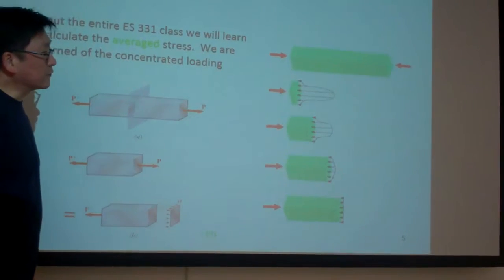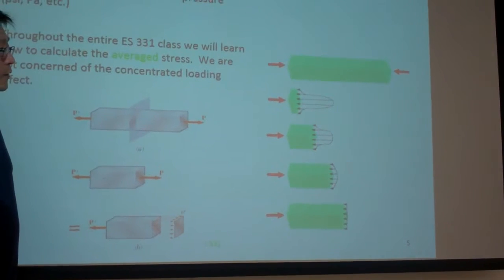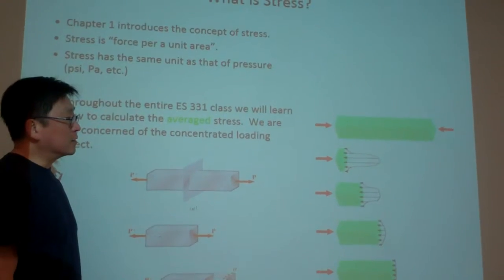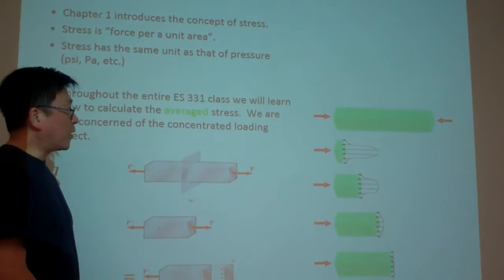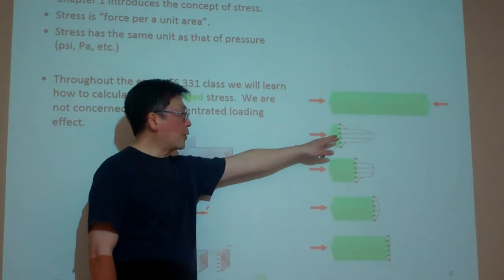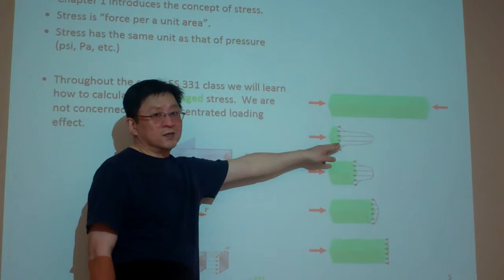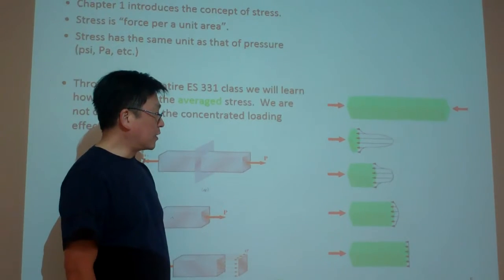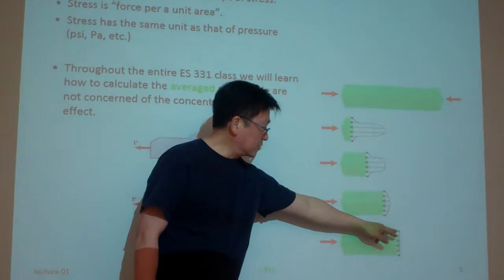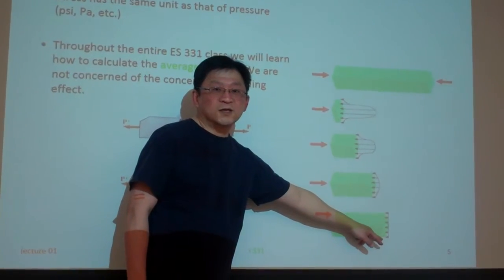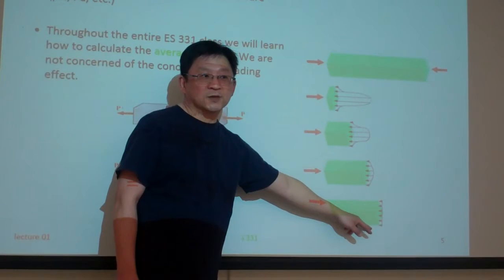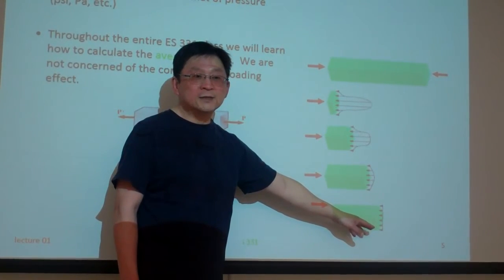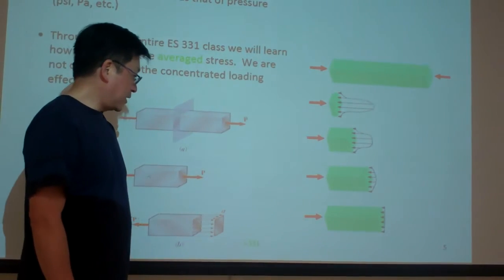Stress concentration is a very non-uniform, highly complicated phenomenon. And in this class, ES 331, we won't talk about this topic. In ES 331, we simply assume the magnitude of the stress is like this, uniform everywhere. So this is a very important assumption, and this assumption will make our calculation much, much easier. Okay, so we can take a break here.